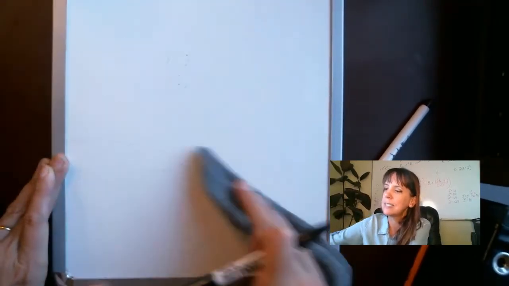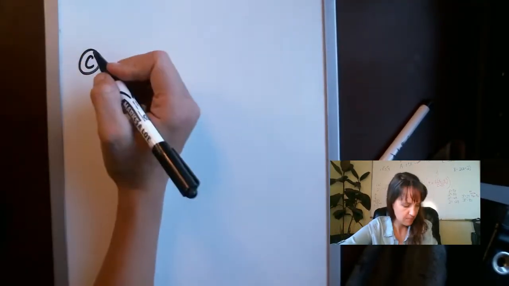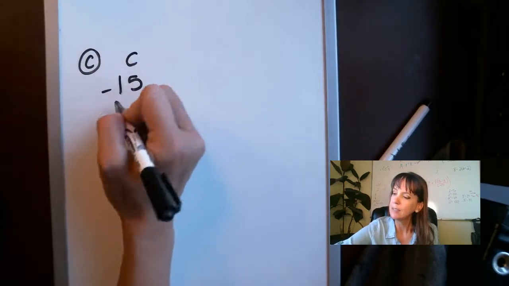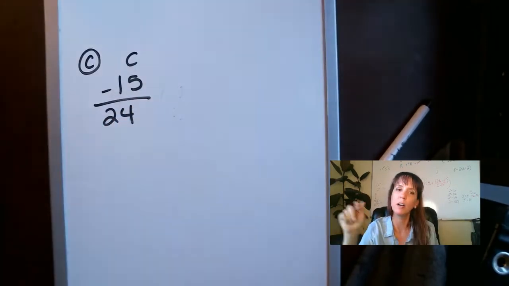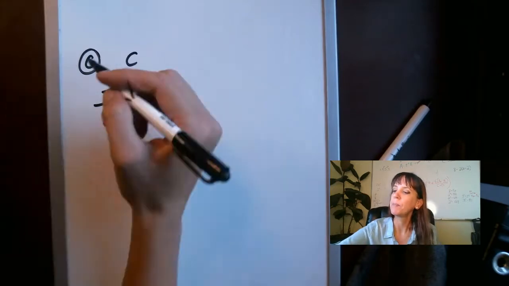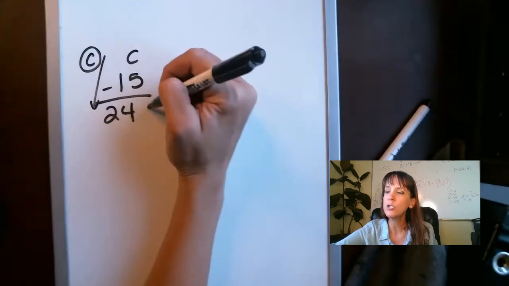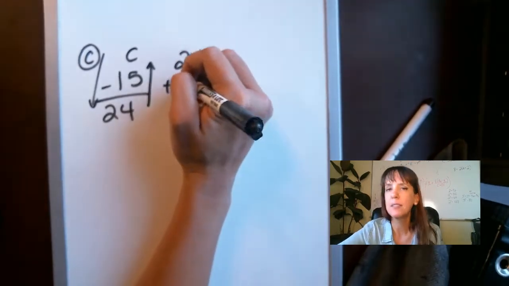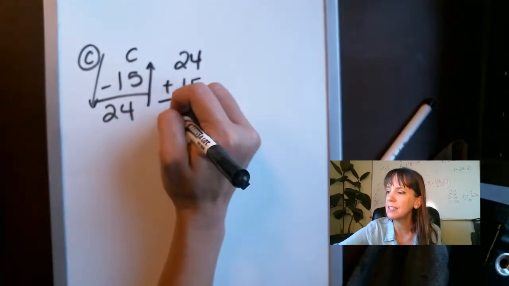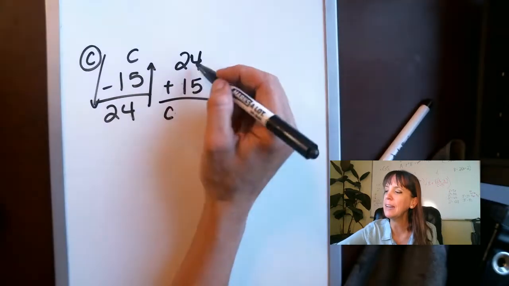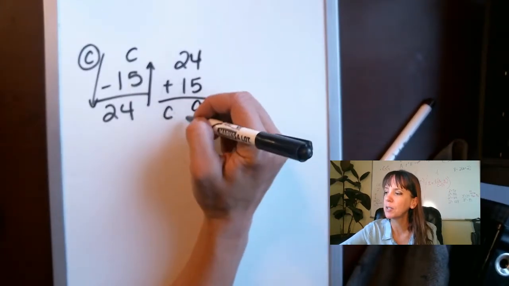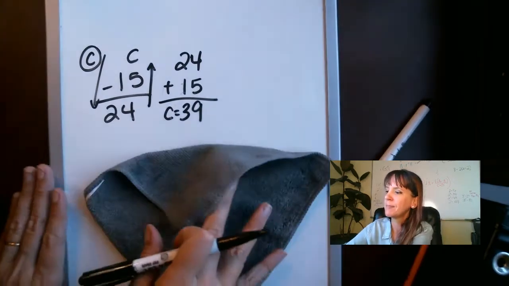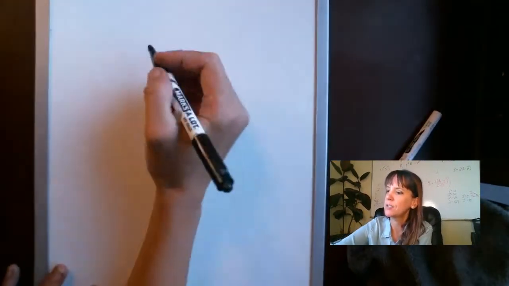All right, let's try C here. C minus 15 is 24. All right, if we subtract in this direction, we can add in this direction. 24 plus 15 gives us C. Sure enough, that's what we need. 4 plus 5 is 9. 2 plus 1 is 3. C equals 39. All right, let's try D here.